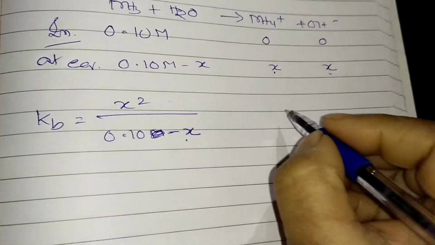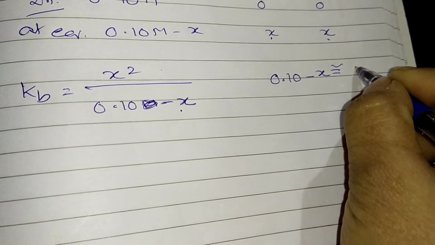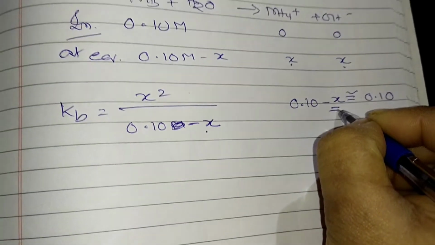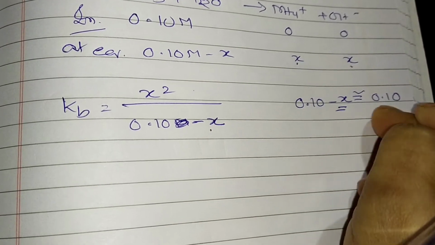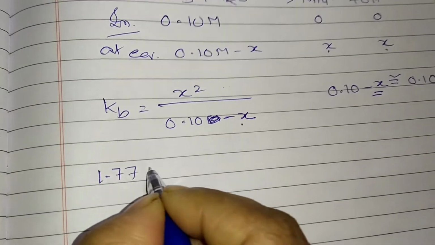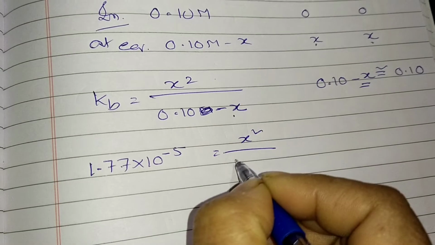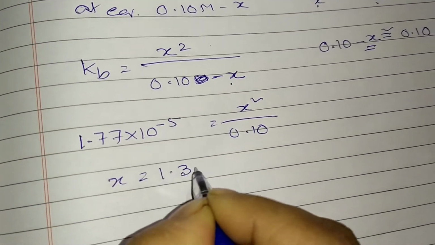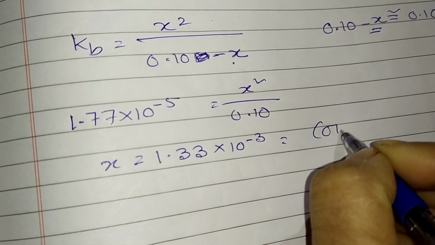So in that sense, 0.10 minus X we can take as 0.10, because it is very less, negligible in the case of a weak acid. That's why we just take 0.10 minus X as 0.10. So here Kb is 1.77 × 10^-5, which equals X square by 0.10, and X comes to 1.33 × 10^-3, that is actually the OH minus concentration.